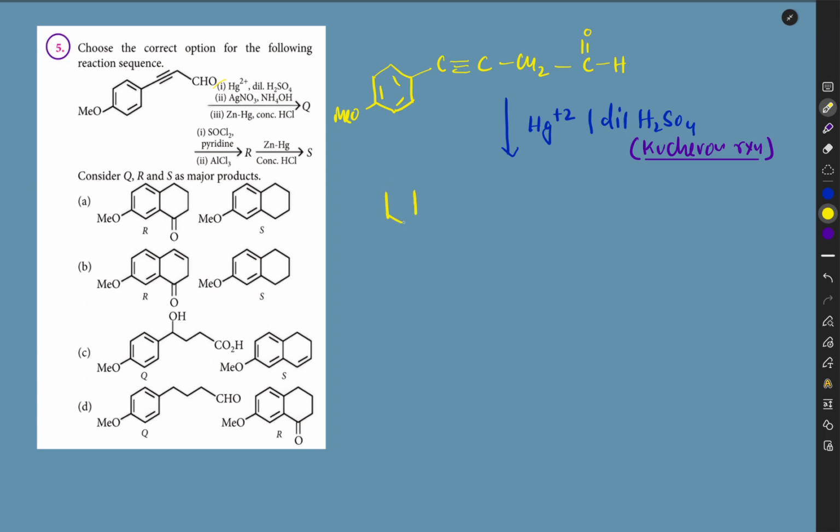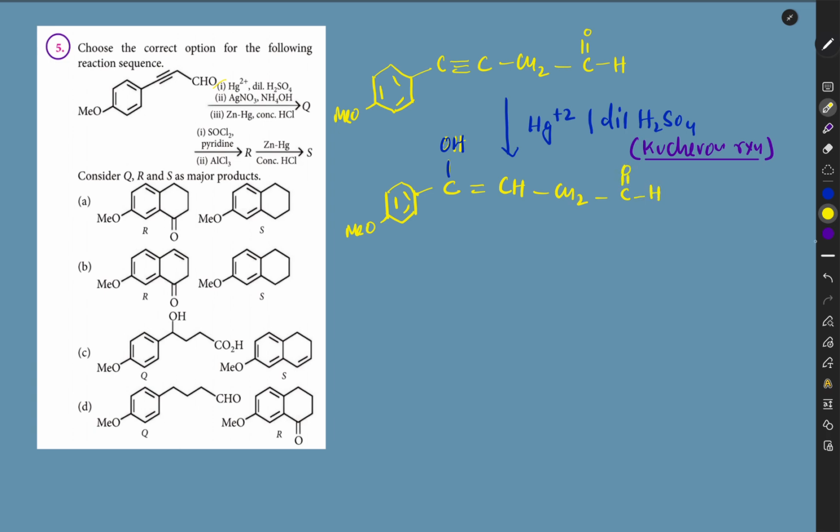Now this OMe will be in this way. It's not going to get affected, and there is addition of a water molecule in this terminal alkyne. So to the first carbon center, the OH group will get attached, right? So we have this OH group, and then we have a double bond CH, hydrogen will get attached to the second carbon of this alkyne, and then we have CH2 and CHO in this way.